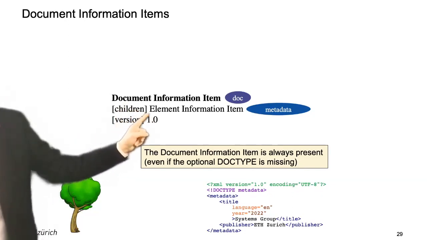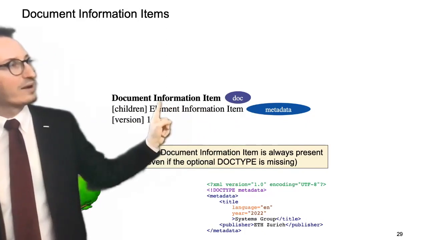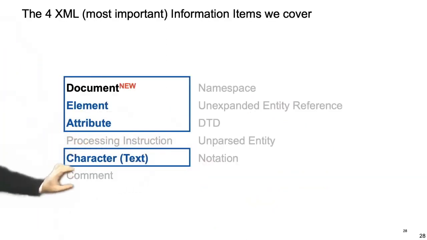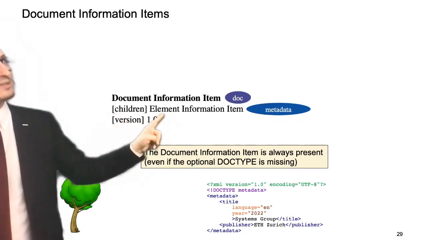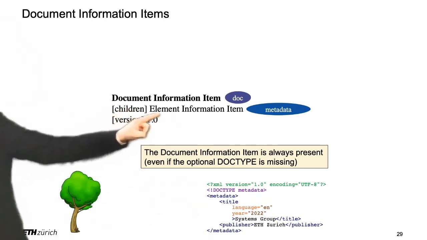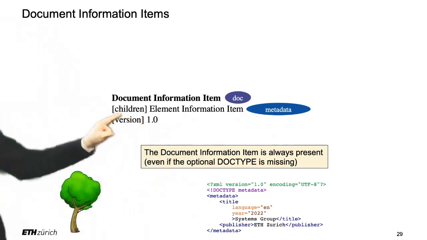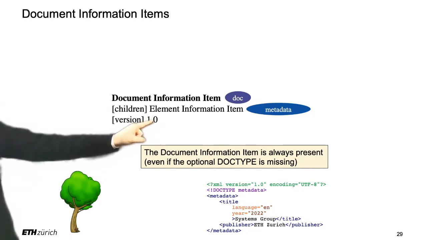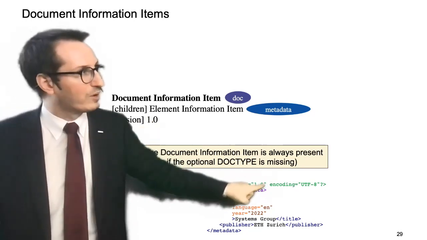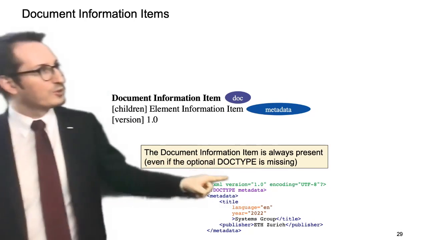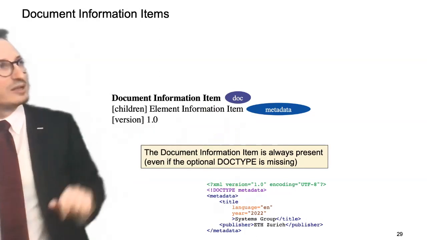The document information item has plenty of properties, but the most important ones are the children. It's actually going to be just the element information item in our case. It could also be other kinds if I had included them in my course, but I didn't. In our case, it's always one child, the top level element, in that case, metadata, right? So it's the element information item metadata that is the child of the document information item. And here I also put the version, because it's interesting. It's version 1.0 of XML, and it corresponds also to the doc type, this metadata right there.